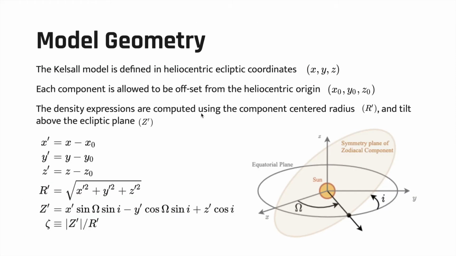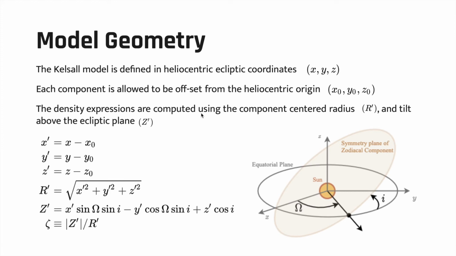The model is defined in heliocentric coordinates, but each component is allowed to be slightly offset from the heliocentric center, in addition to having a tilt with respect to the ecliptic given by i, the inclination, and omega, the ascending node. This offset coordinate system is denoted by the primed coordinates. Every zodiacal component, with the exception of the Earth trailing feature, is assumed to be symmetric in a plane defined by the inclination and ascending node. And this makes it very easy to express their densities in the primed coordinates.